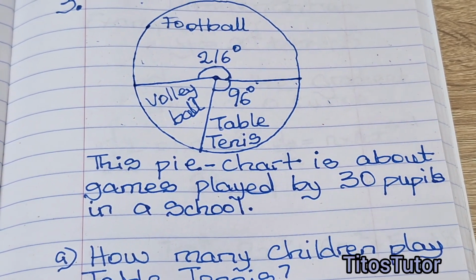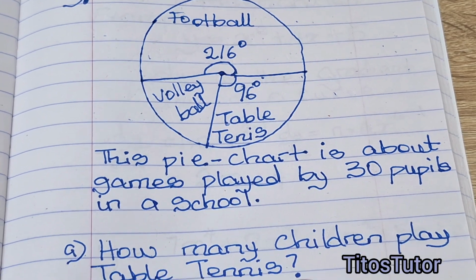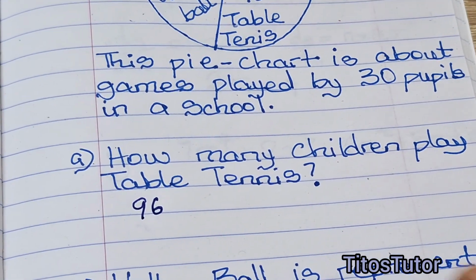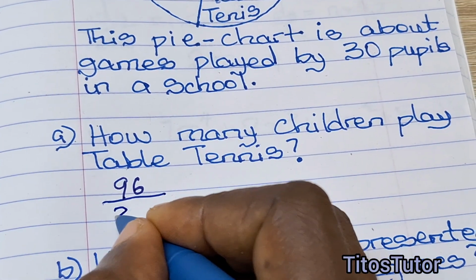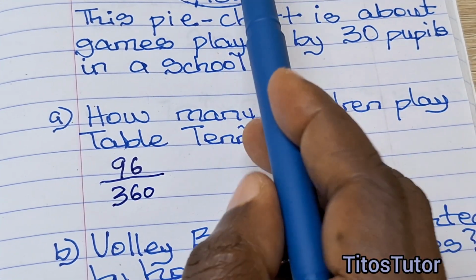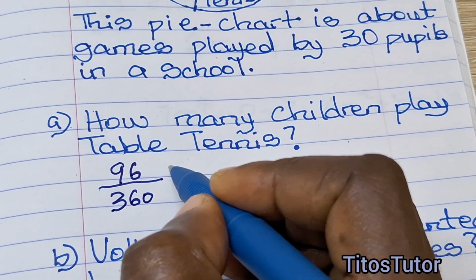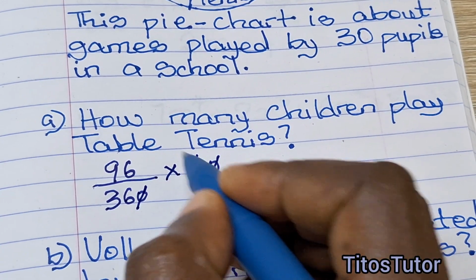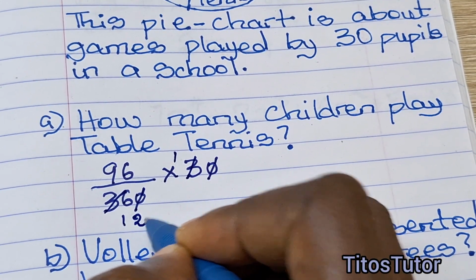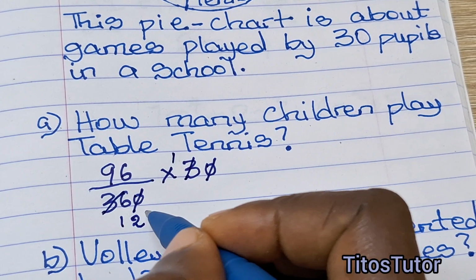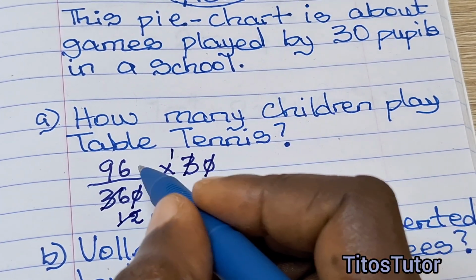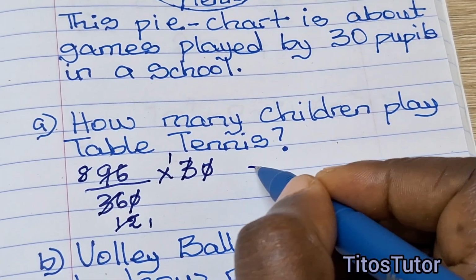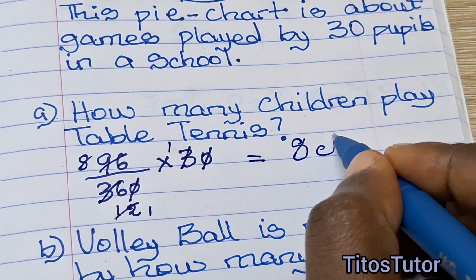Remember, table tennis is 96 degrees. So it is 96 over 360, which is the total angle at a point. And I'm going to multiply that by 30. So I go, this 0 cancels this 0, 3 here 1, 3 here 12. So I know that 12 here 1, 12 here 8. 8 times 1 is 8, over 1 is still 8. So for this, it is 8 children.